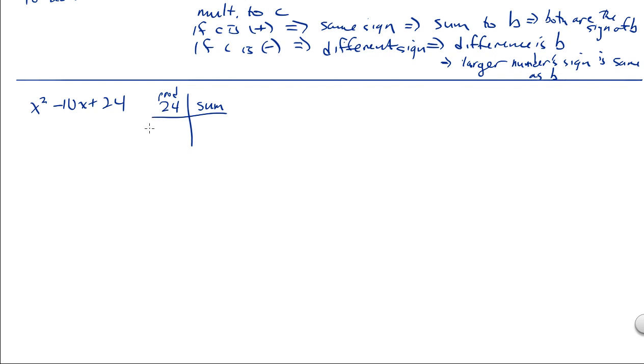Well, you may already see it, but if you don't, you can write out your divisor pairs. 1 and 24, 2 and 12, 3 and 8, 4 and 6. Oh, there it is, right? But if you have to, write out the sums. 25, 14, 11, there's 10. That's it. So what that means is you got 4 and 6. They're the same sign. This term tells you they're both negative. Negative 4x plus negative 6x. And that's it.